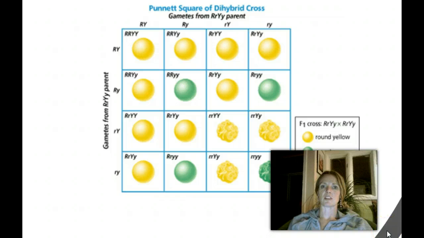Remember, that has to do with the independent assortment, where those alleles are going to go to the offspring independent of each other. So color and texture are not going to go hand in hand. It's kind of like, hey, whatever.